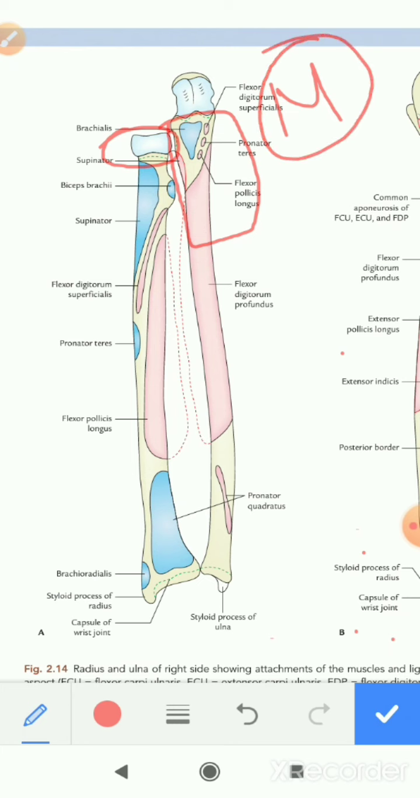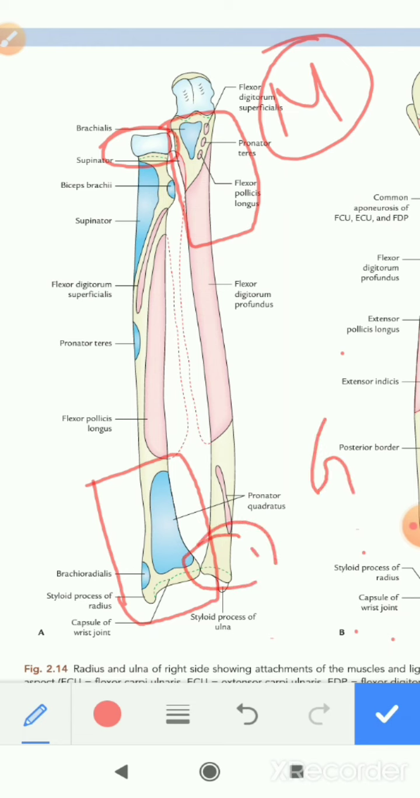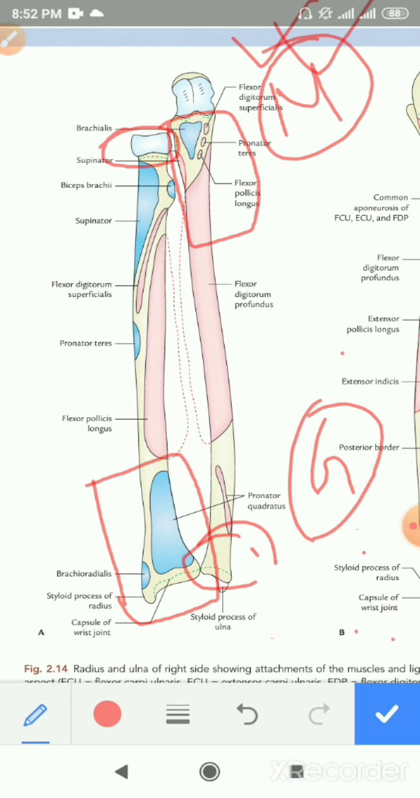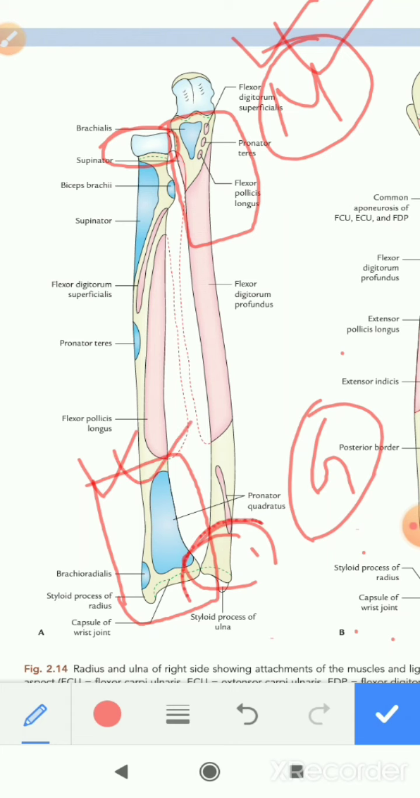And what is Galeazzi fracture? The Galeazzi fracture is a fracture of the distal part of the radius, that means the lower part of the radius, along with dislocation of the inferior radio-ulnar joint. So if the ulna fractures in the upper part with dislocation of the radial head, this is called Monteggia fracture. And if the fracture occurs in the lower part of the radius along with dislocation of the inferior radio-ulnar joint, this is called Galeazzi fracture.